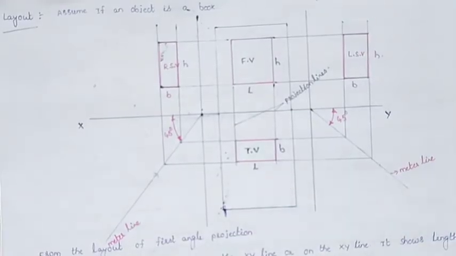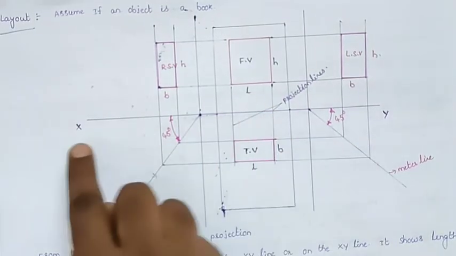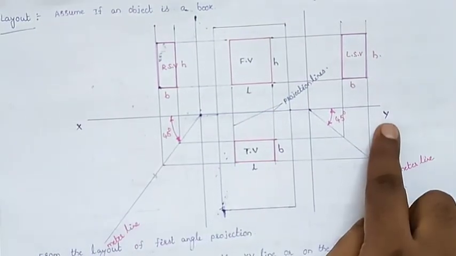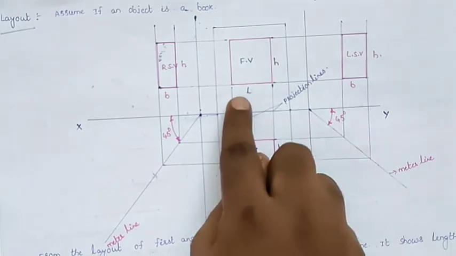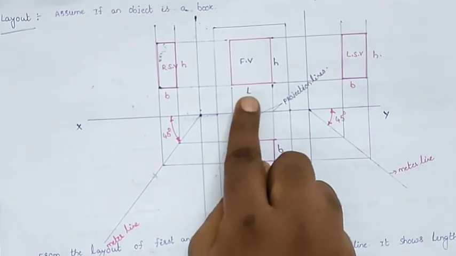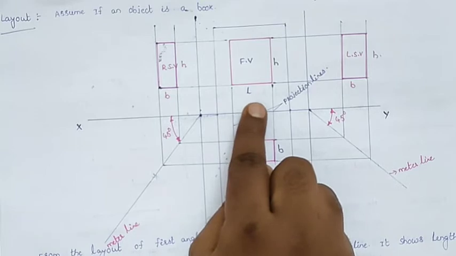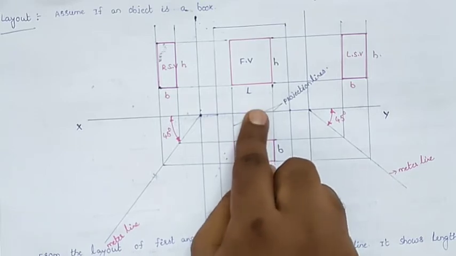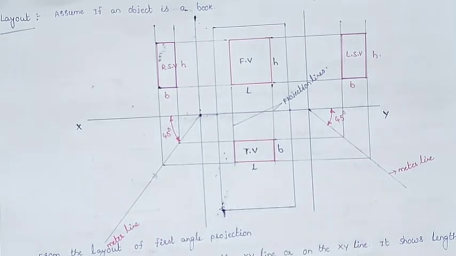So this is the layout of the first angle projection. For that, I am drawing an XY line. Above the reference line, that means on the vertical plane, we will get the front view. The front view of an object shows the length and height of the object.